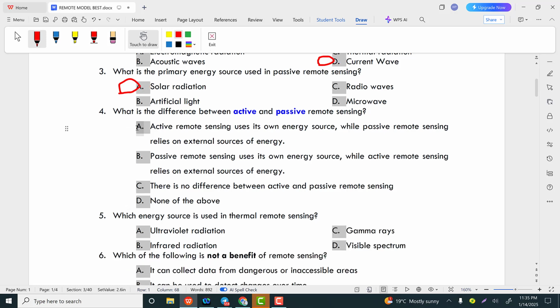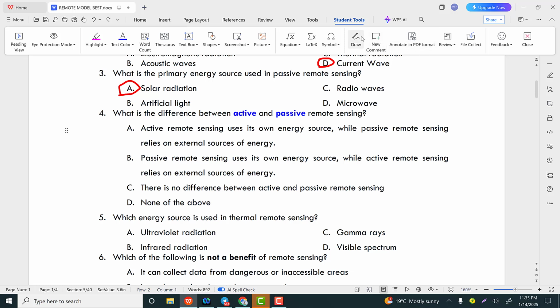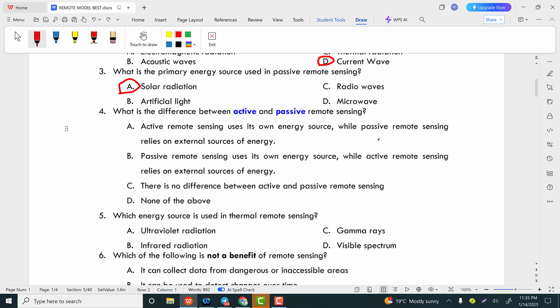Active remote sensing uses its own source of energy, and passive sensors are highly dependent on external sources.